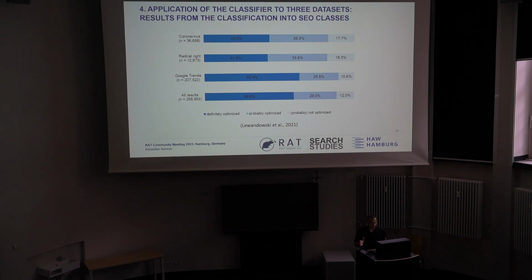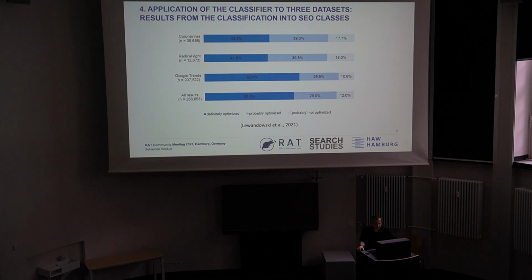So on the Google Trends dataset, you can also see here how many websites we classified to a dataset. And on Google Trends more content was optimized, which is no big surprise because you also have a lot of news stuff when you look at Google Trends because of current topics, and so there are more news providers which almost always use SEO. On the other data sets, coronavirus and Radical, you can see that there is not as much definitely optimized content.